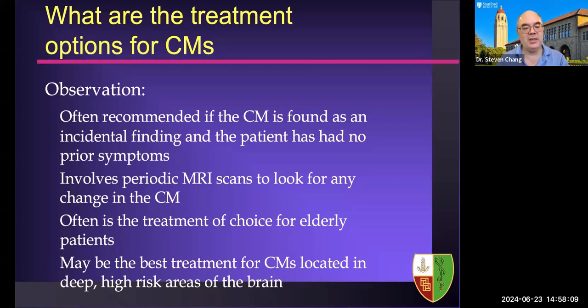And in some areas of the brain, which would be considered high risk, it may be better to observe the patient unless the cavernous malformation has declared itself as active with multiple hemorrhages, because a lot of these high risk areas of the brain have elevated risk of morbidity if you perform surgery in those areas.